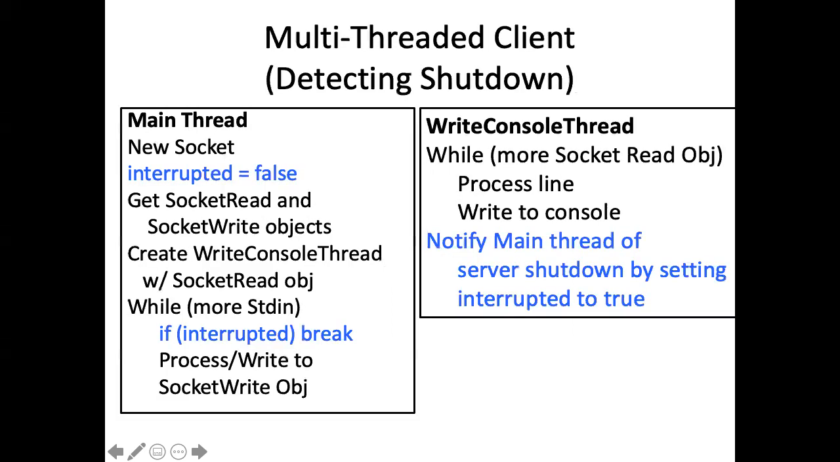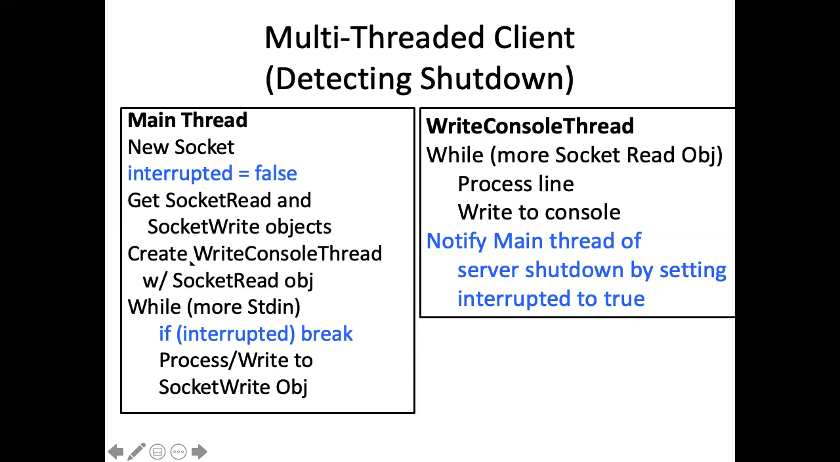Okay, so the way it does that is in the console thread. If it receives a null line from the server, it knows that things are ready to shut down. But it has to communicate that information back to the main thread. The main thread has to be told that the program can exit. The way I suggest you do that is by introducing a Boolean variable. I called it interrupted. And when you come out of the while loop in your write console thread, set that interrupted flag to be true right here. Okay, now your write console thread will exit.